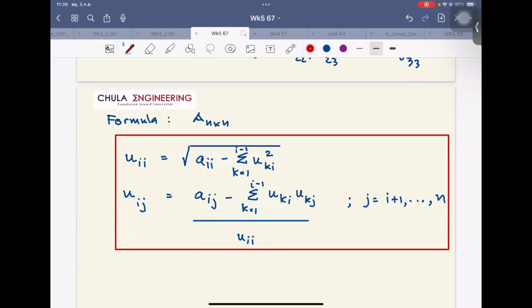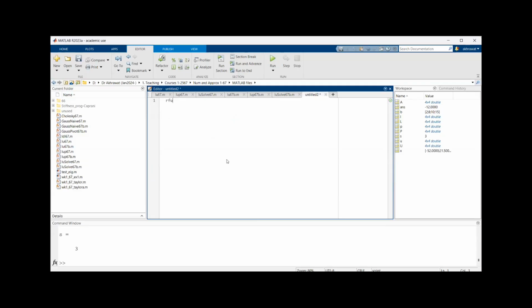Okay, let's go to MATLAB, and we're going to do the coding for the Cholesky square root scheme. We're going to create a function that returns L and U. Now we know that L is U transpose, so actually we only need to obtain U. My input is matrix A. I put a comment: perform square root scheme.